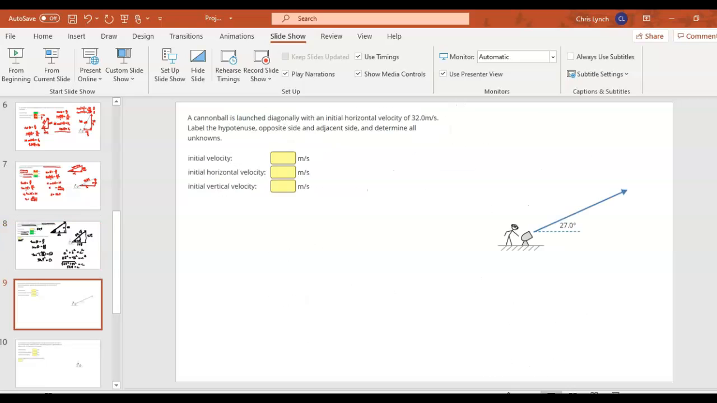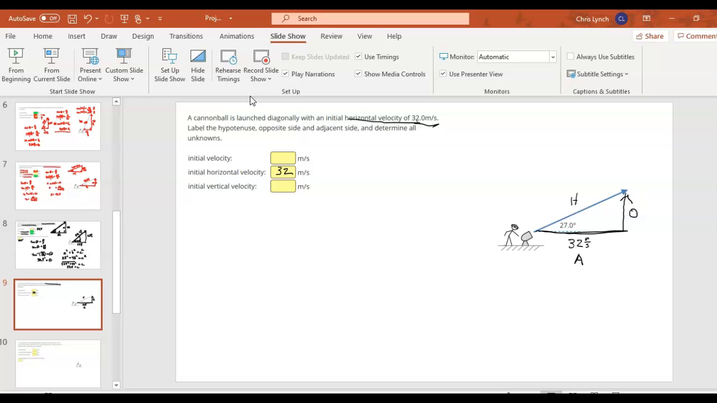All right, let's do one more. Next problem. It says a cannonball is launched diagonally with an initial horizontal velocity of 32. So horizontal velocity, that's this side of the triangle, the horizontal side, 32 meters per second. So we can plug that in right off the bat, 32 meters per second. Label the hypotenuse. Well, this side is the hypotenuse. The opposite side, which is our vertical velocity, is this side. And this is our adjacent side. Determine all the unknowns.